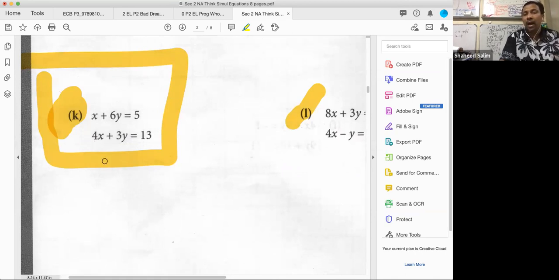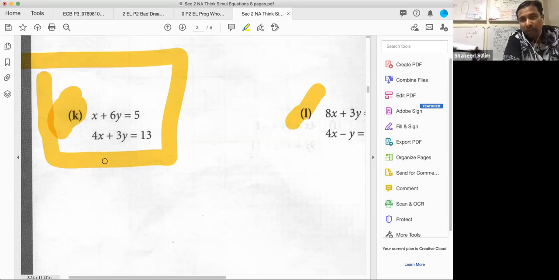You try. One of the equations you need to times. That's the clue. Shafi, you know what I'm talking about? You need to times one equation. You learned that in school already?